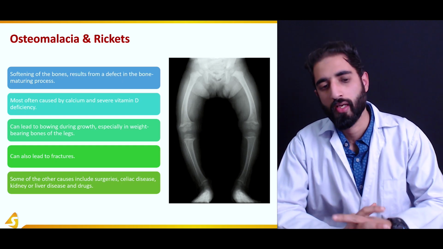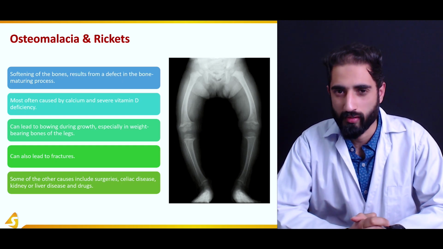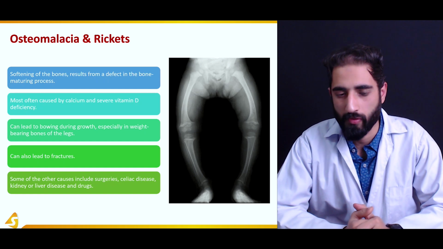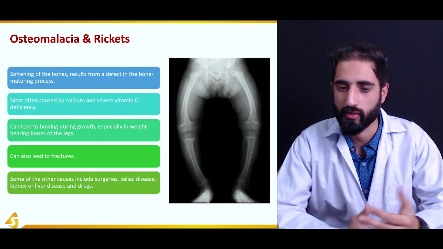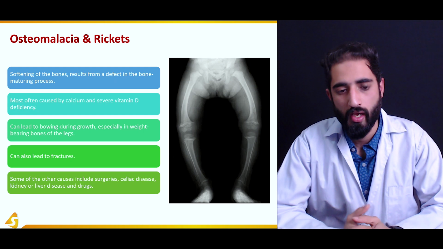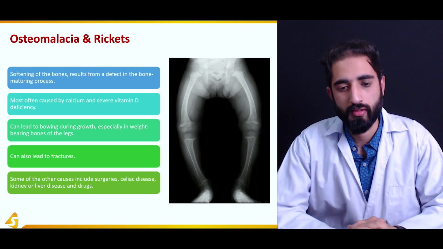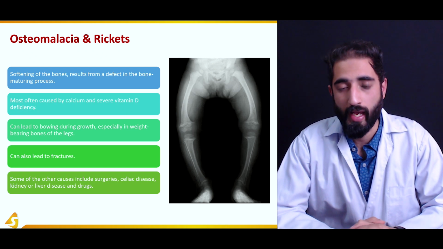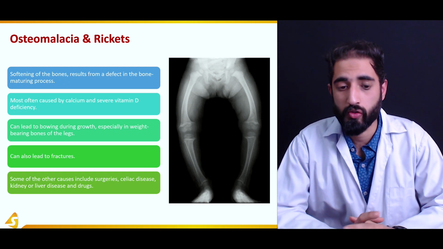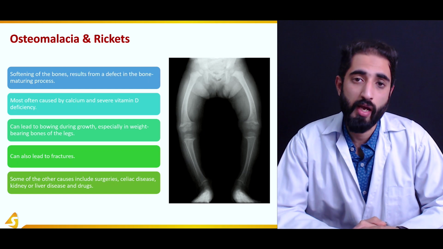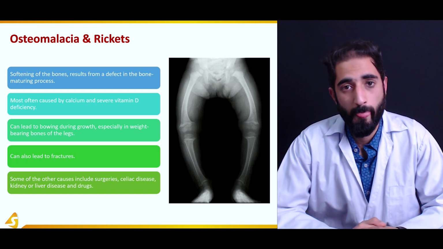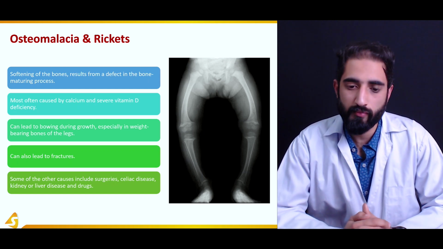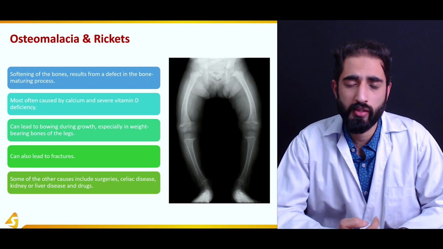Now, another condition is osteomalacia and rickets. It is somewhat similar to osteoporosis, because here we are also talking about the softening of the bones. The softening results from a defect in the bone maturing process. And the cause here is calcium and vitamin D deficiency. And what does vitamin D deficiency do?